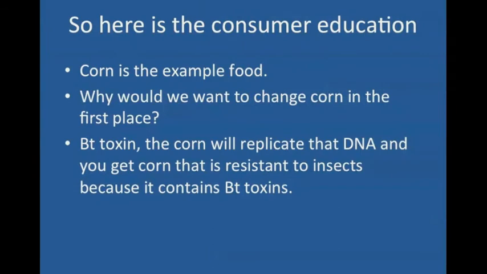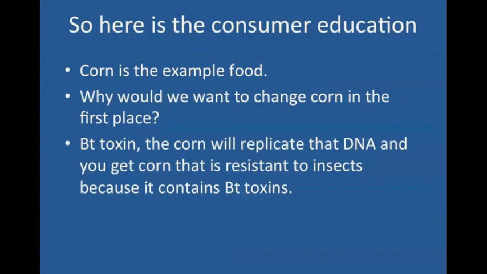So here's some consumer education. If we use corn as the example food, the question is, why would we want to change something found in nature? If you inject the DNA of a bacteria that produces a Bt toxin, the corn will replicate that DNA and you get corn that is resistant to insects because it contains Bt toxins, which repel insects.